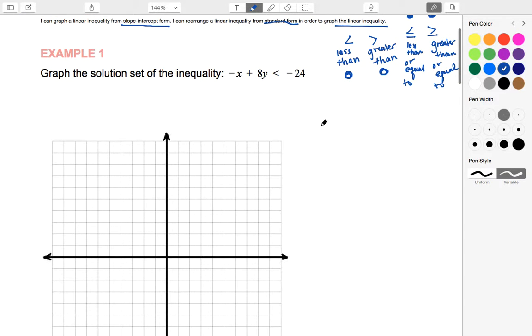And our first step is, if we notice that this negative x plus 8y is less than negative 24, this is in standard form, and we can't necessarily graph our inequality line in this form. So your first step here is going to be to change standard form to slope-intercept form.